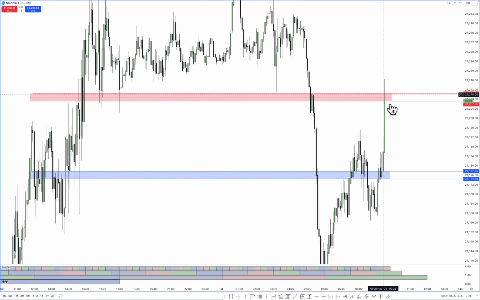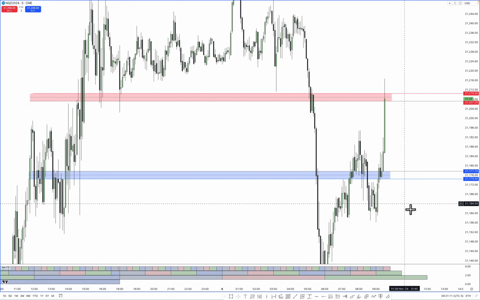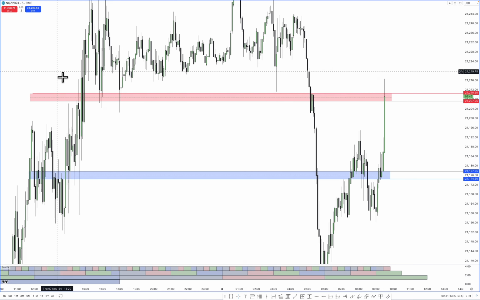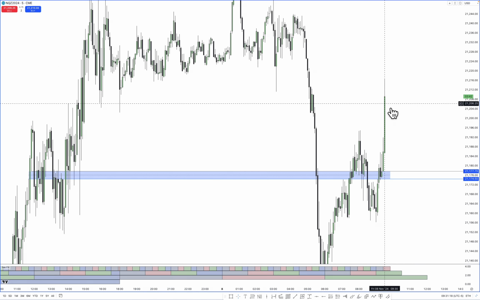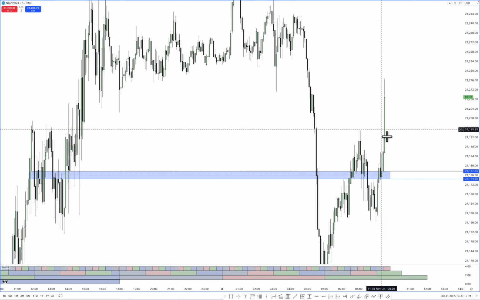So this is what you're trying to capitalize on, not you getting price to revisit your PDRA and then continue reversing. You understand? So that's not how you want to approach it. This volume is what you're targeting, right? This is what you're capitalizing on.